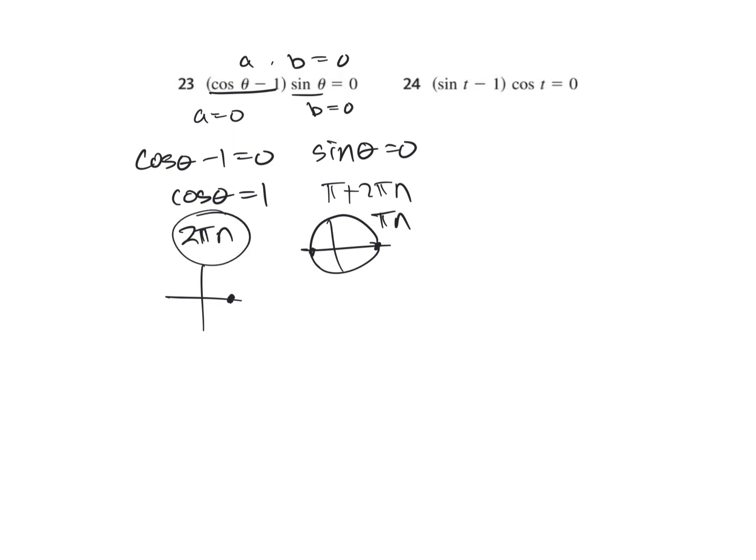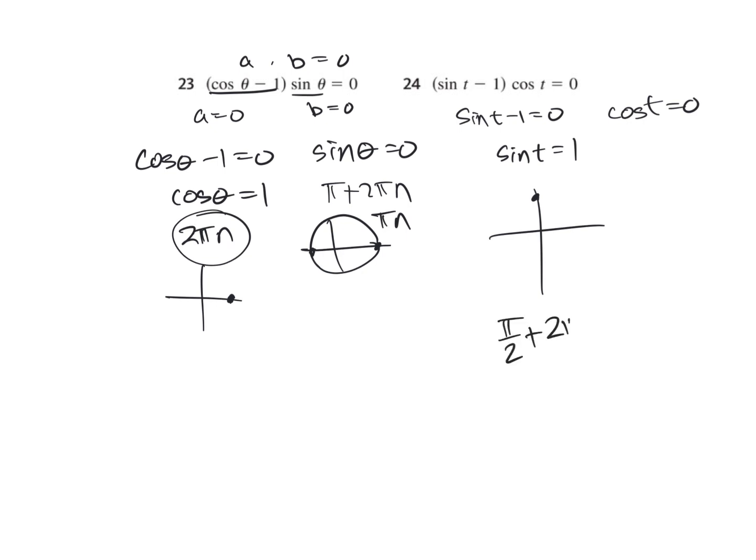All right, 24, same type of thing. Sine of t minus 1 is equal to 0, and the cosine of t is equal to 0. So where is the sine of t equal to positive 1? Where is y 1? Only right there. So this would be pi over 2 plus 2 pi n. Cosine of t, where is x 0? X is 0 at pi over 2. It's also 0 at 3 pi over 2. So since they're 180 degrees apart, we just say pi over 2 plus pi n, not 2 pi n, because it's every 180 degrees. So those are your values.